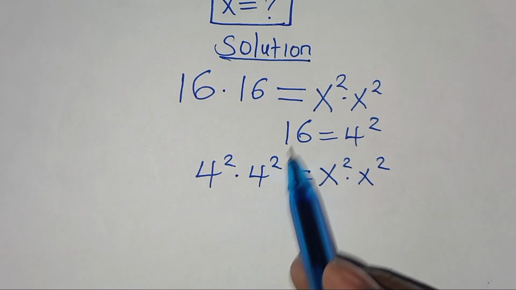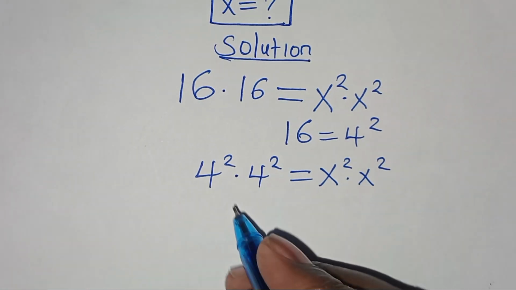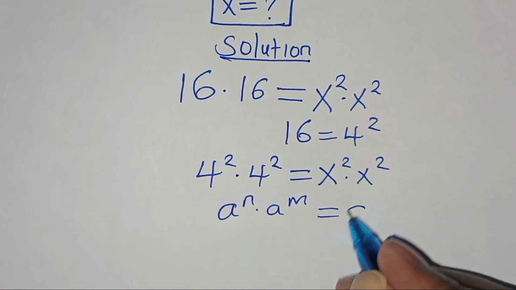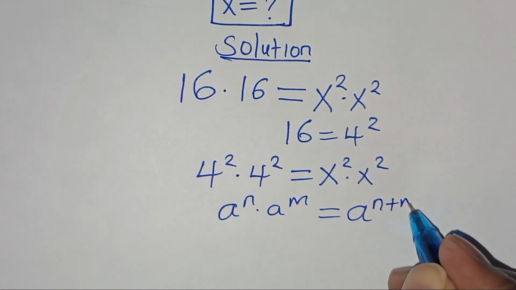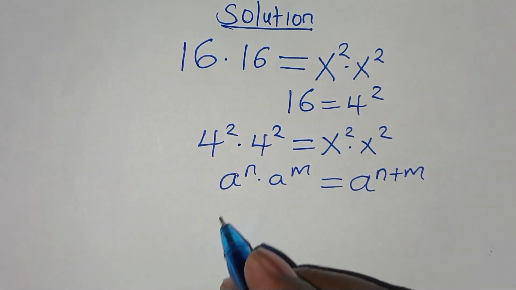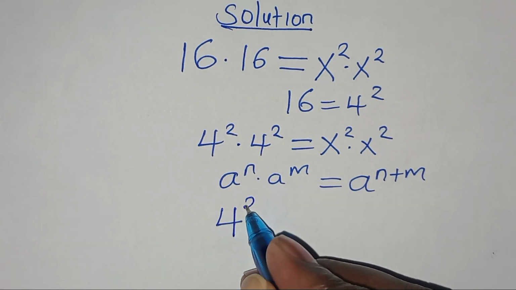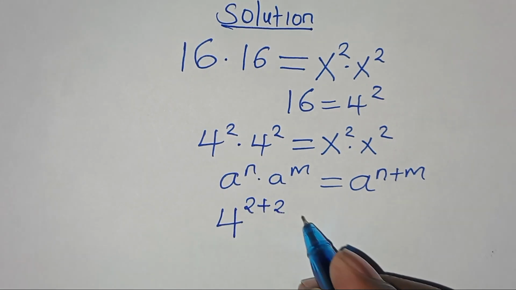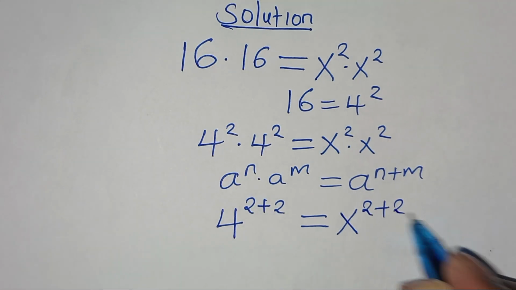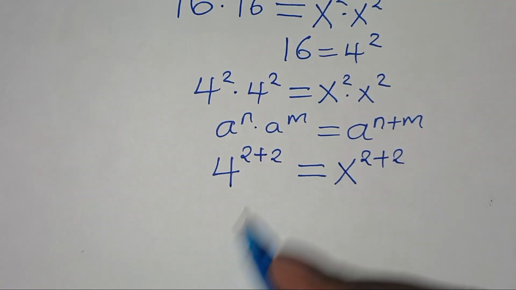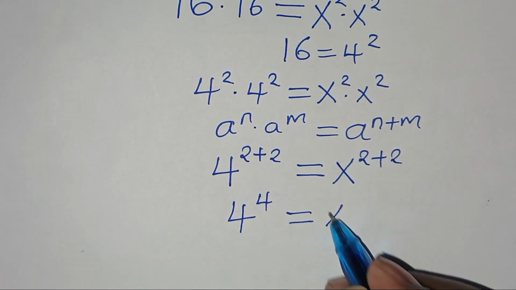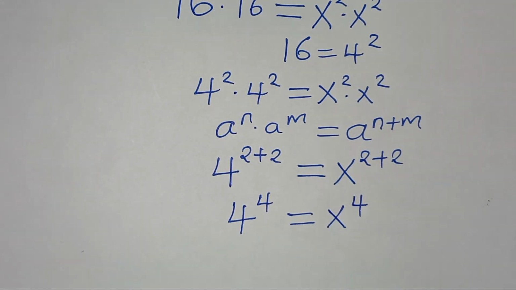So 4 to the power 2 times 4 to the power 2 and x to the power 2 times x to the power 2 are in the form of a to the power n times a to the power m, which we can express as a to the power n plus m. Applying this exponent property, we have 4 raised to the power 2 plus 2, equal to x to the power 2 plus 2. So here we have 4 to the power 4 equal to x to the power 4.